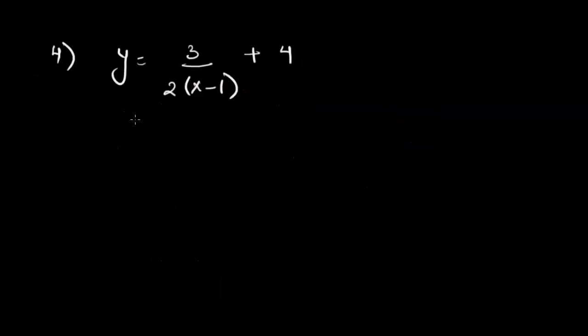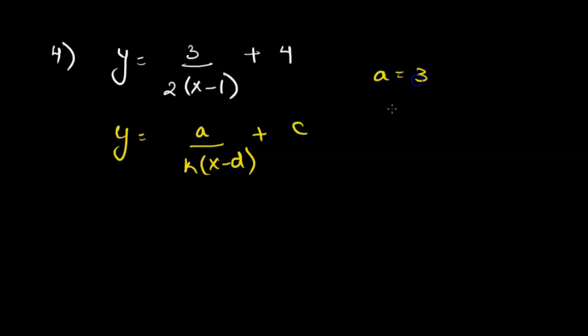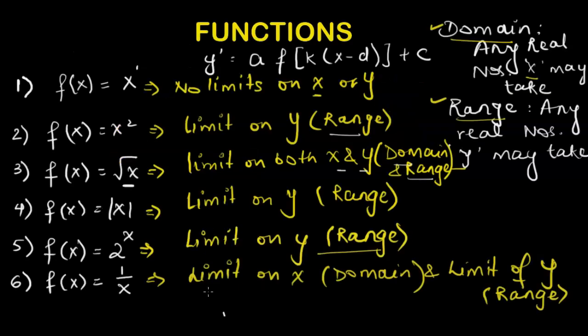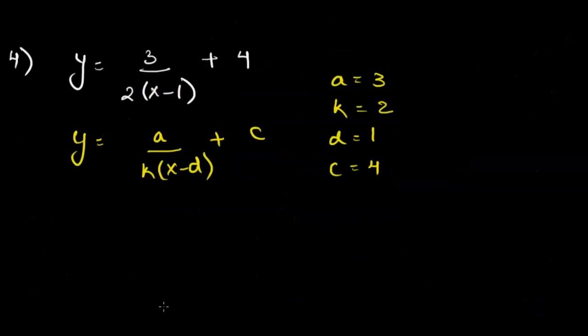Let's say we have to write down the domain and range for a reciprocal function. How do we know this is a reciprocal function? It is because x is in the denominator. The parent transformed equation for a reciprocal function would be a over k(x minus d) plus c. So a would be equal to 3, k is 2, d is 1, and c is 4. For reciprocal functions also, we notice that there is a limit on both x and y. That means we write down the limits on both domain and range.